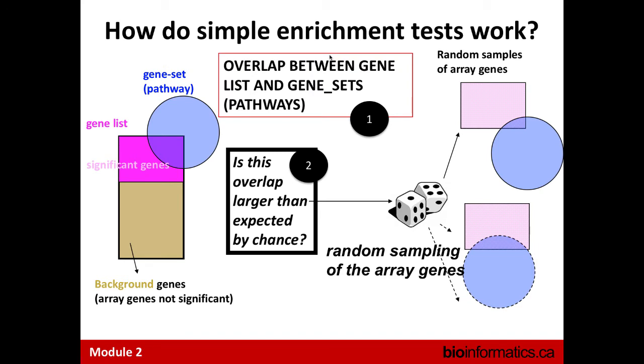So what exactly is the p-value assessing in an enrichment test? It's assessing the probability that the overlap between your gene list and your gene set is at least as large as what you would obtain by randomly selecting a gene list from the background. If you take 500 genes randomly from your background, do you get this overlap?